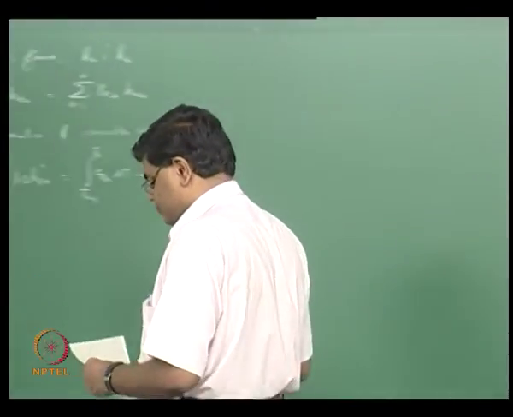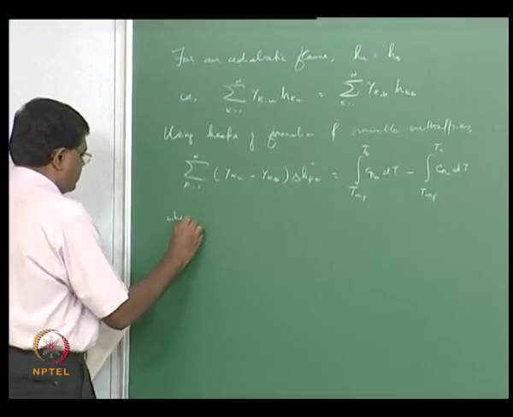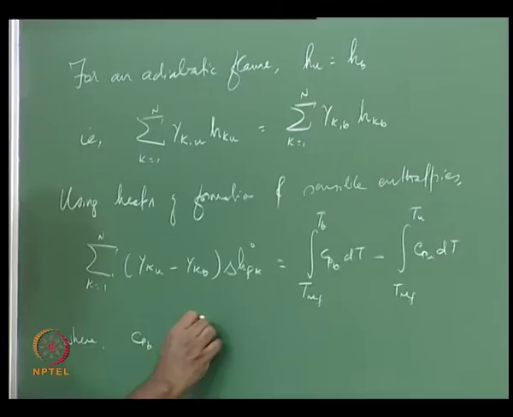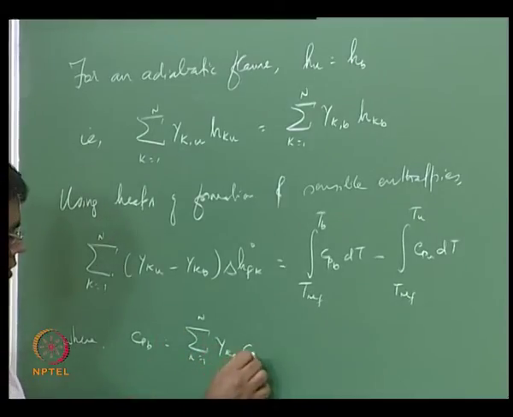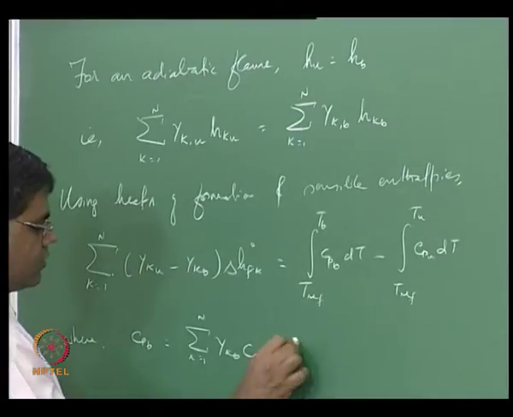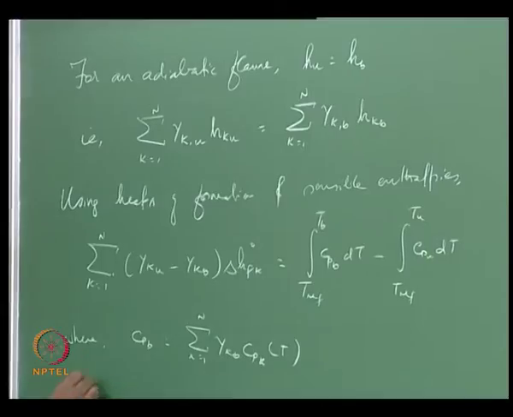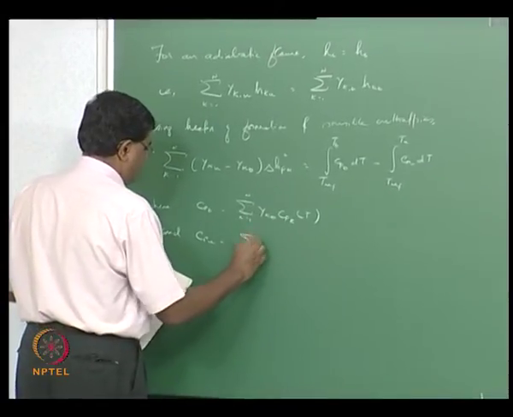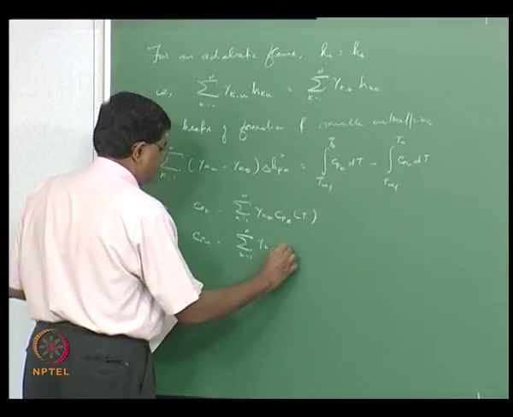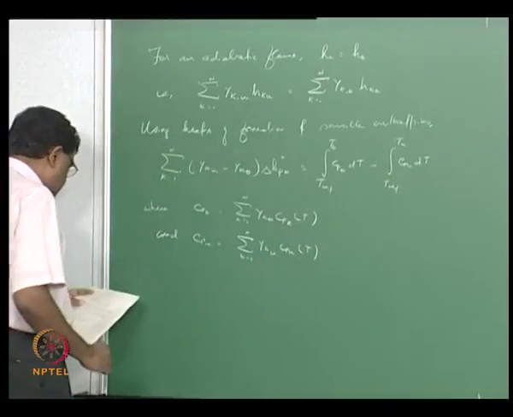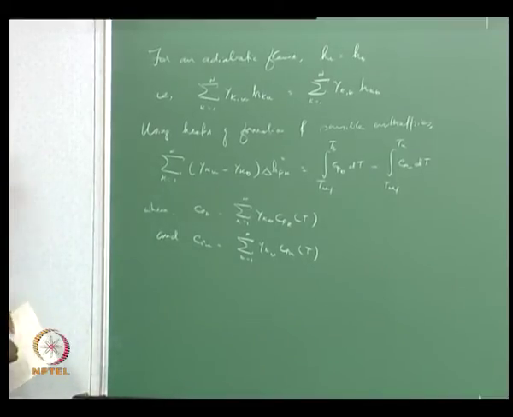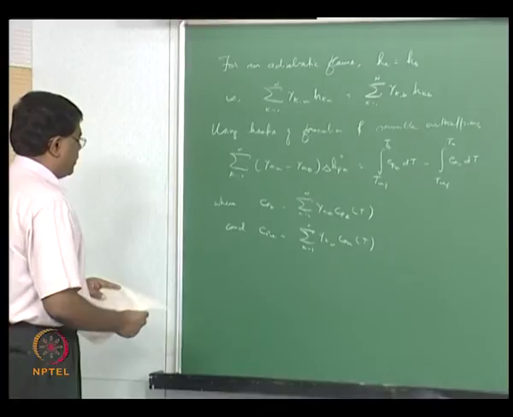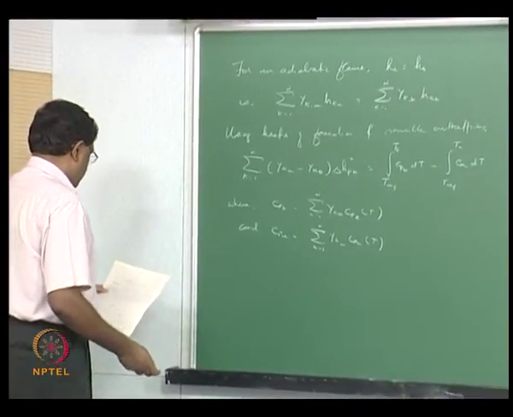So where of course CPB is equal to sigma k equals 1 to n Ykb CPK of temperature, and CPU is sigma k equals 1 to n Yku CPK of T. Now, what we want to do is try to find out what this is, and we have already looked at how to do the products, therefore we can do the same thing.